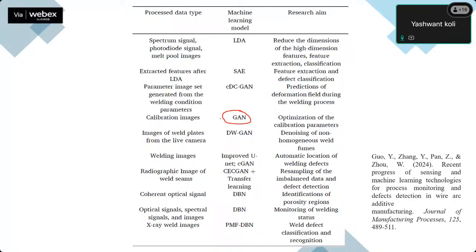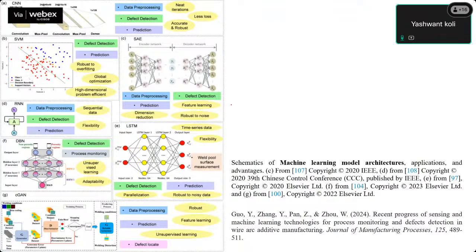So by using the approaches, we can quantify it and we can make it. So next is the machine learning model architecture. You can see here data processing, defect detection, prediction.